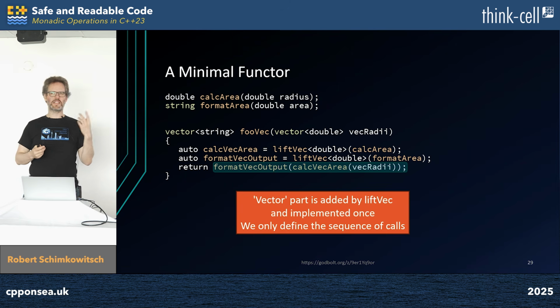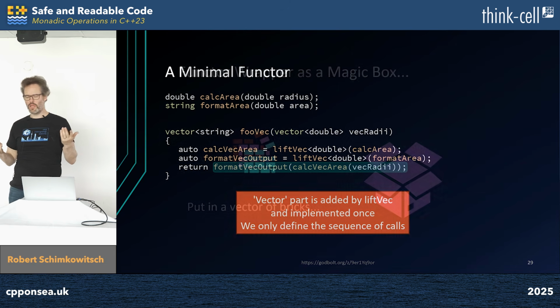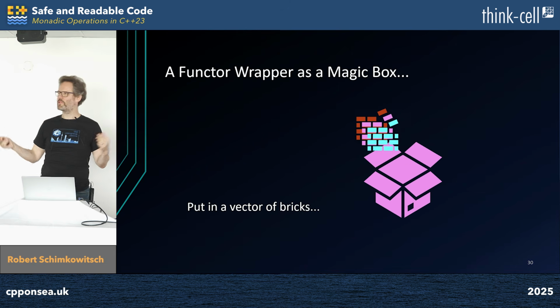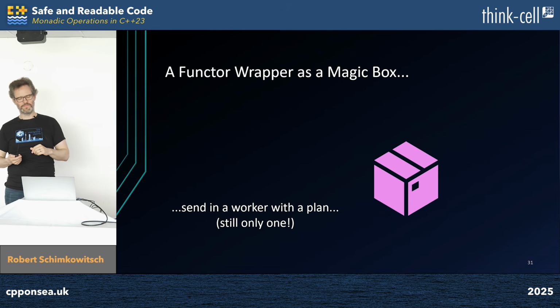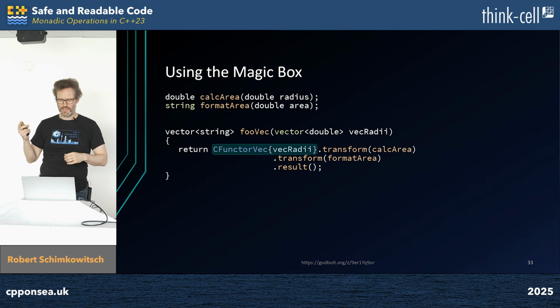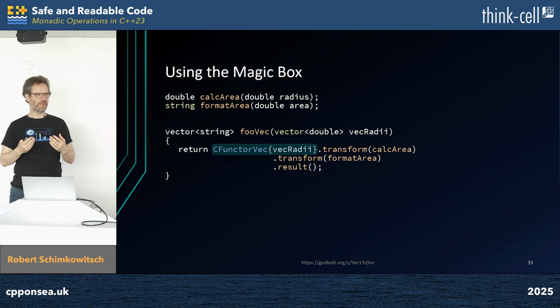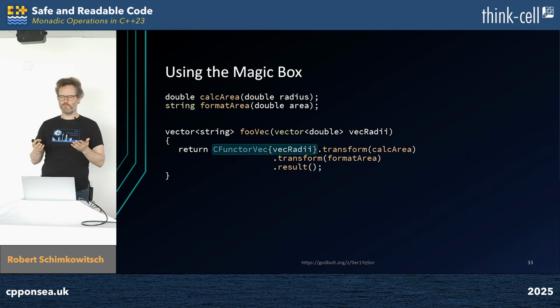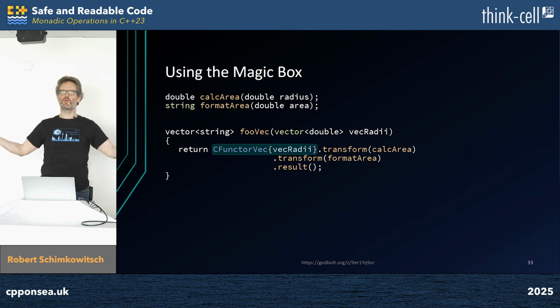But there is a different way that's sometimes more useful in practice. Let's think about a functor as a container or a magic box. Put in a vector of building materials, send in a worker, just a single worker with a plan, and take out a vector of houses. This functor is a class that holds the value we want to transform in the next step as a class member. And it has a member function called transform, typically, that accepts a function which takes a single argument and can transform it. And now the wrapper applies it to the whole vector.